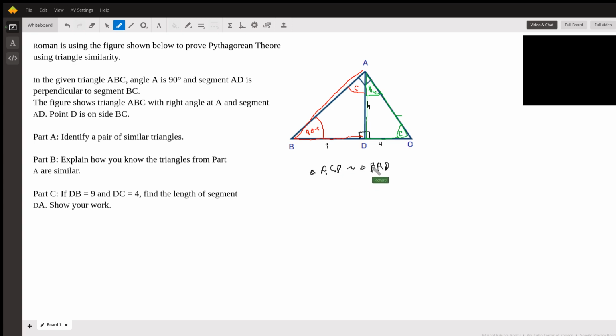So angle A corresponds to angle B, because they're both 90 minus C. Angle C corresponds to angle A, because they're both C. And then angle D is corresponding to itself. Okay, so then based on that, we can take these ratios. We're interested in BD and DC.